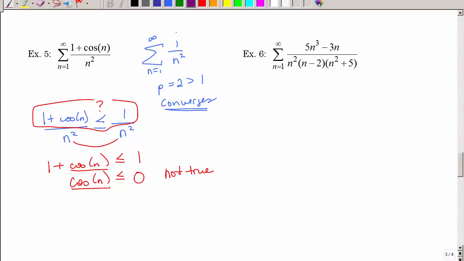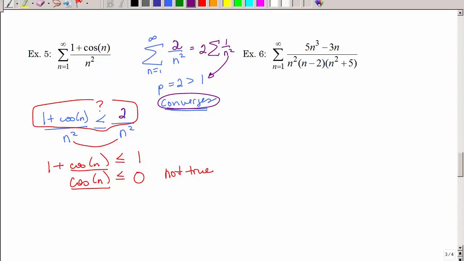Well, what if I come up here and I say, let's compare it to 2? Remember, we can write this as 2 times 1 over n squared. That's still a p-series. It still converges. It just converges to some value multiplied times 2, which is still finite. So let's see if I could change that up a bit.